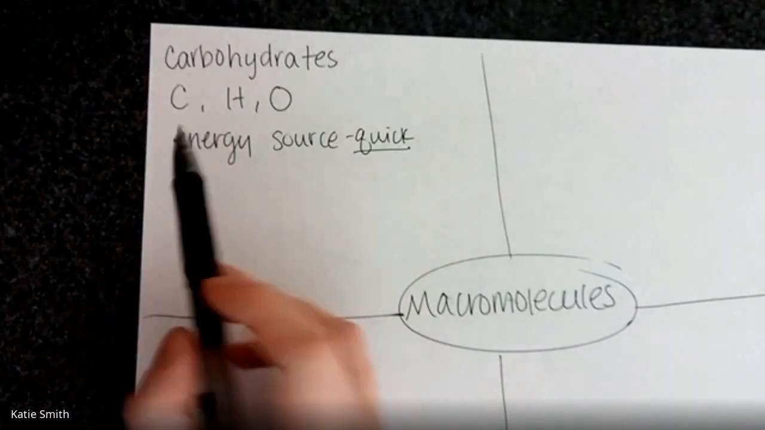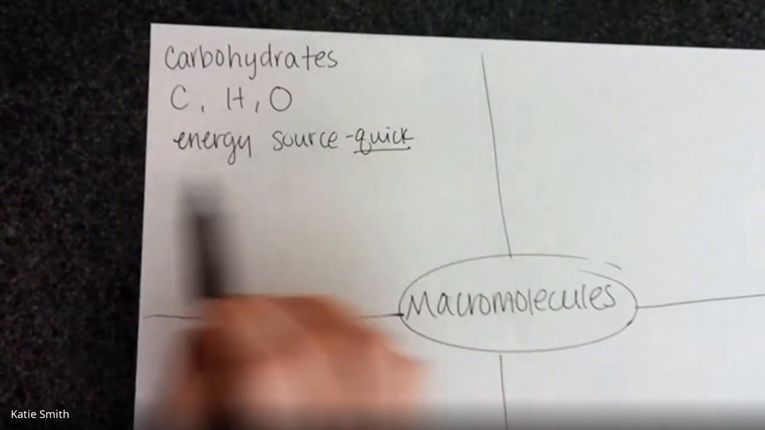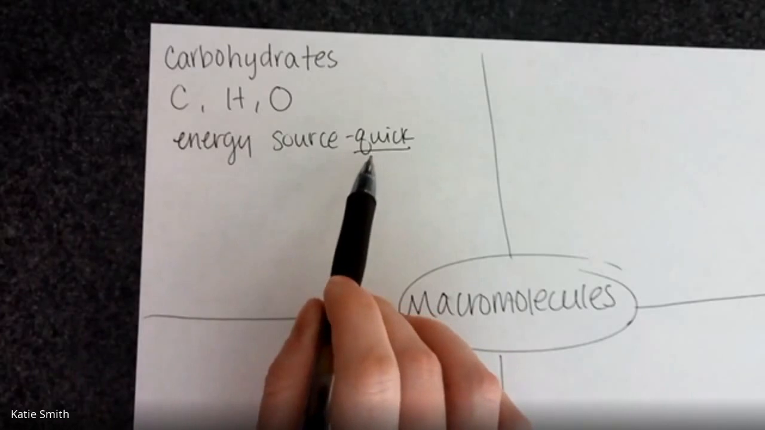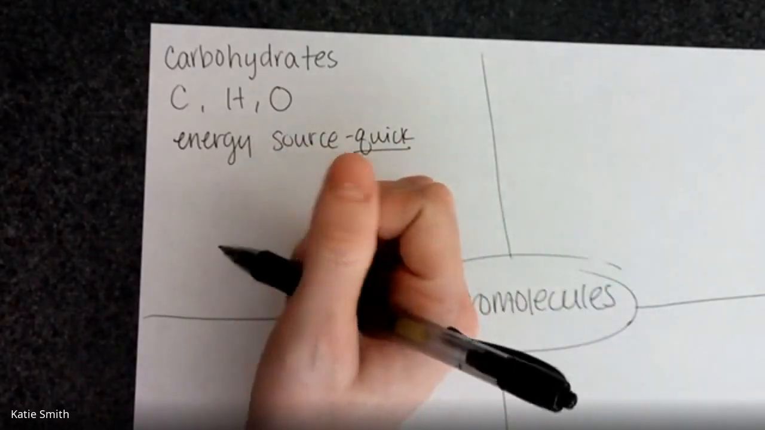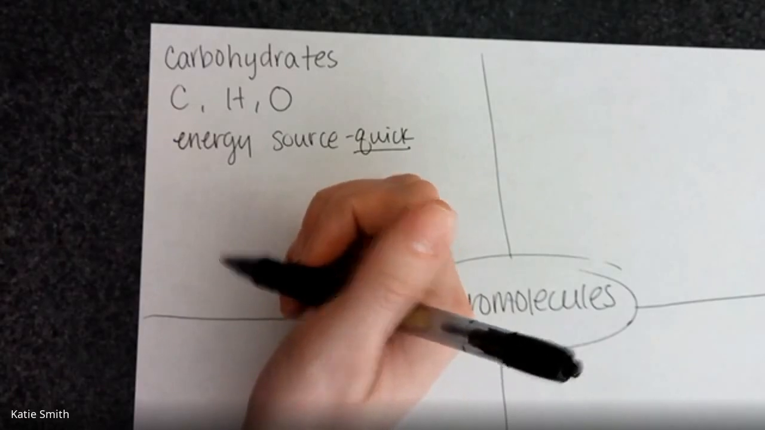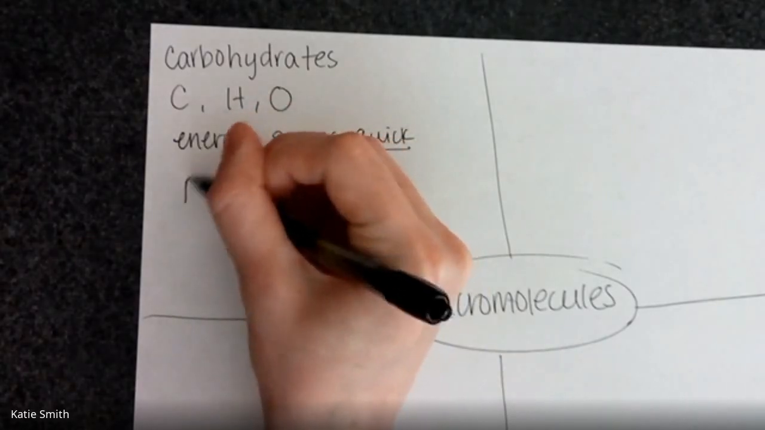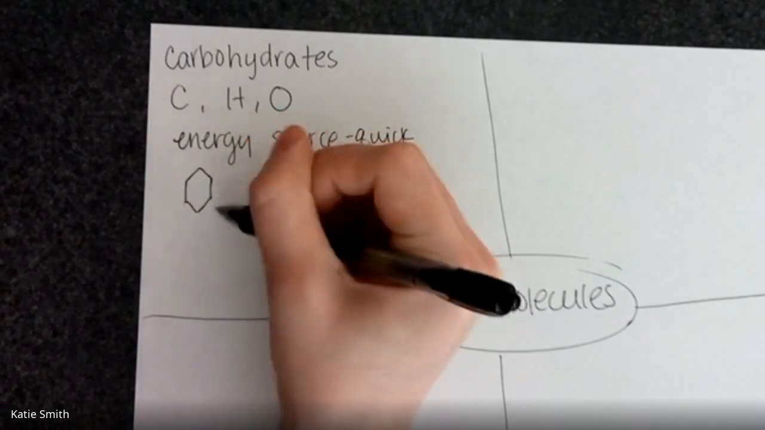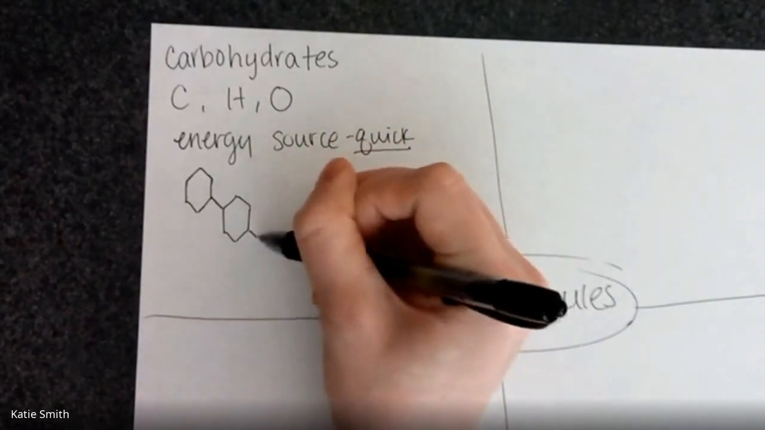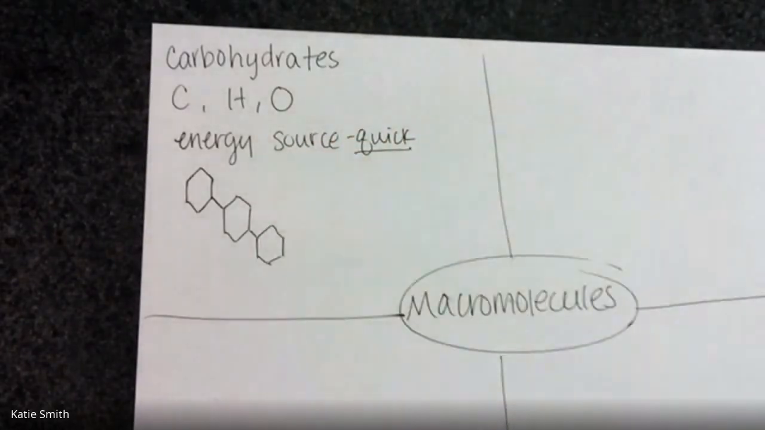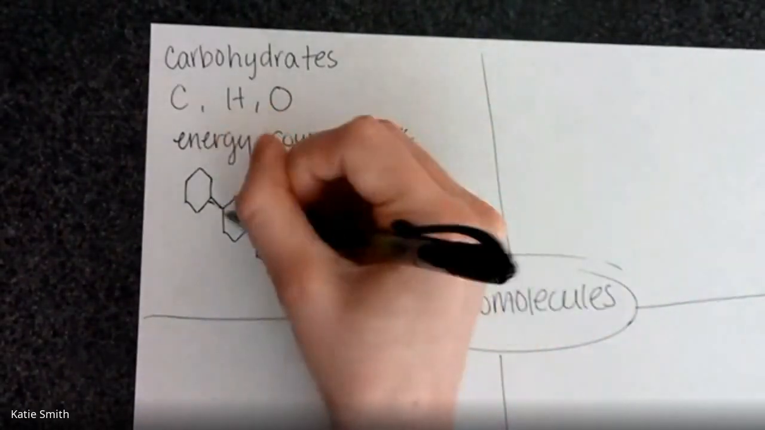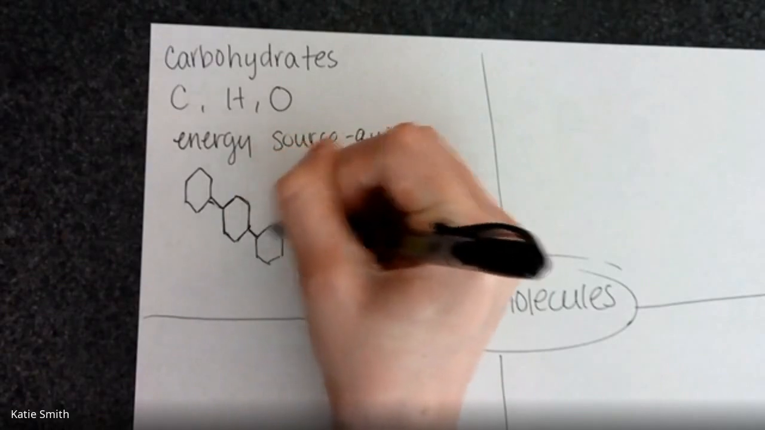Okay, so we've got carbon, hydrogen, oxygen, and this is a quick energy source. This is what our body is going to go to first to break down for energy. What does the diagram look like? Good. I'm not concerned that you know that it's got carboxyl groups and all of that stuff. I just want you to know that it is a string or chain of these hexagons.